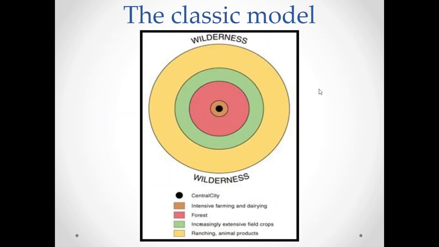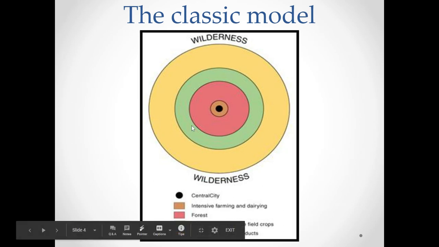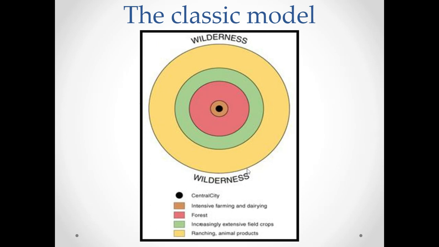So this is the classic model. Notice this is what I was talking about with the concentric rings. You can tell that this is our center point. This is the central city or the market. The outermost ring is going to be the ranching, the animal products, grazing areas. Closest, right outside of the central city, we've got intensive farming and dairying.